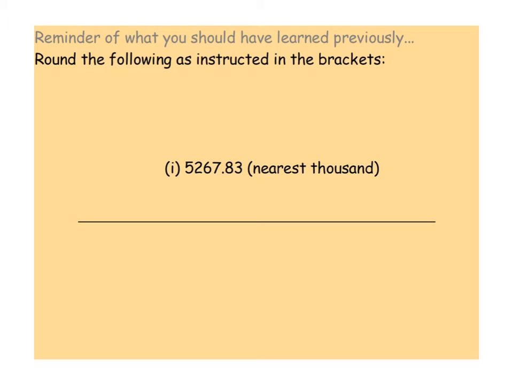Now, to do this, the first thing you need to do is figure out which column the thousands column is, and hopefully you can see that because the decimal point is here, that makes this column the ones column, this column is the tens column, this column is the hundreds column, and this column with the 5 in it is the thousands column. And so we know that the thousands column for this particular number has a 5 in it.